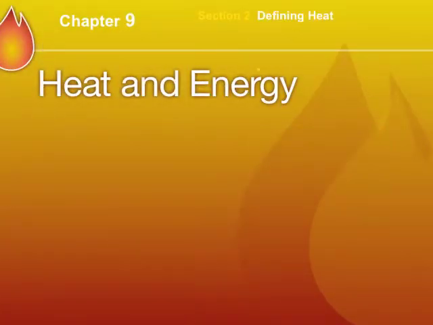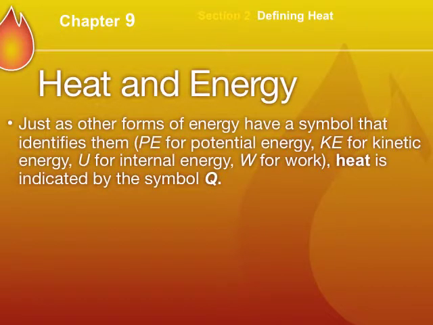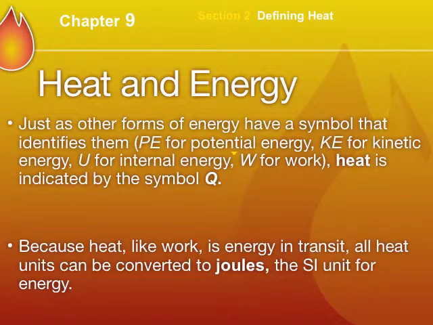All right, another area with heat. Other forms of energy have symbols, of course. The symbol that identifies heat is the letter Q. U is used for internal energy, W is used for work. We're going to be using U, W, and Q. We actually started doing that a little bit in class, but we're going to definitely be using that this week as we get through heat. Okay, because heat, like work, is energy in transit, all heat units are converted to joules, which is the standard for energy.